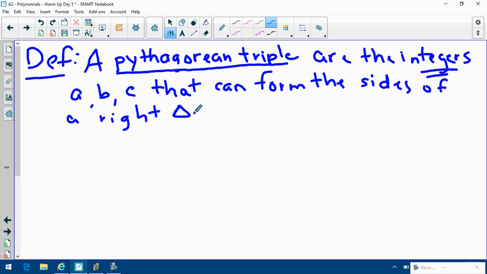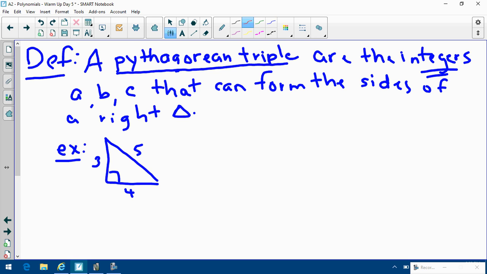Okay, so here's some examples of Pythagorean triples. Probably the most famous one. Can you think of any off the top of your head? First one you should think of is the old 3, 4, 5. And that definitely satisfies the Pythagorean theorem.